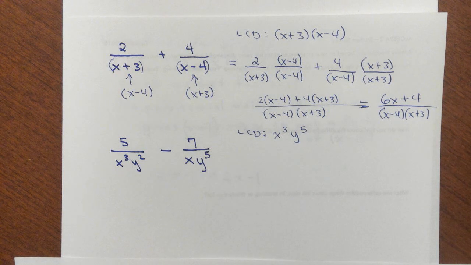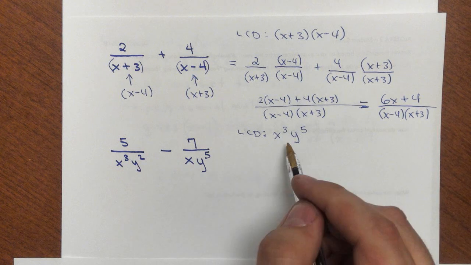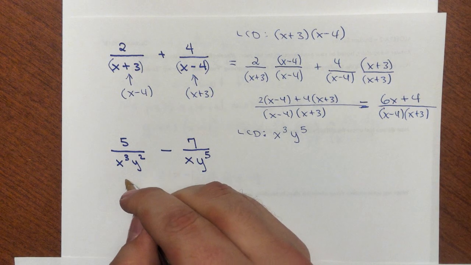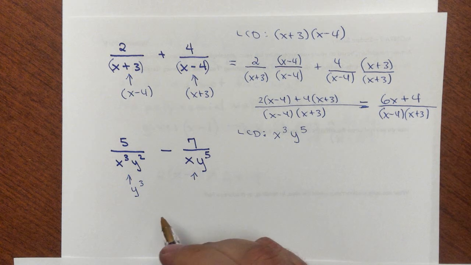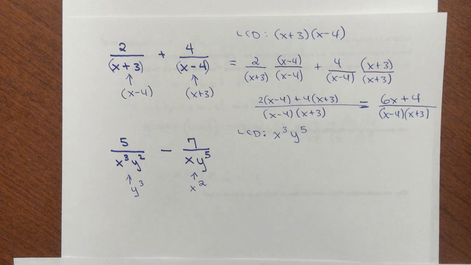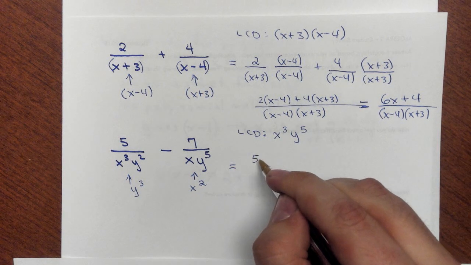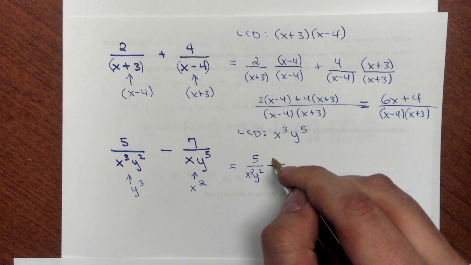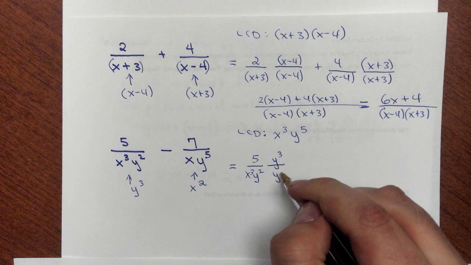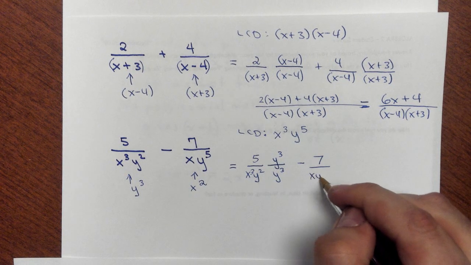Now, what do I do at that point? Well, I consider here x cubed y squared. How different is that than my least common denominator? Well, I'm missing a y cubed. X y to the fifth, there I am missing an x squared. So just the same as I did before. 5 over x cubed y squared, and you're going to multiply in that missing factor into the numerator and the denominator.